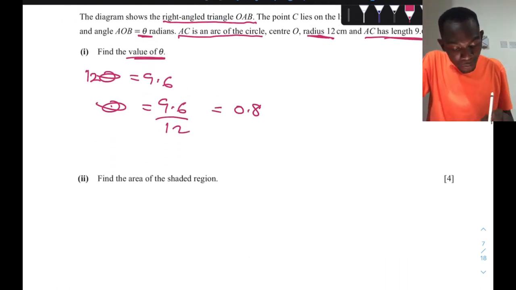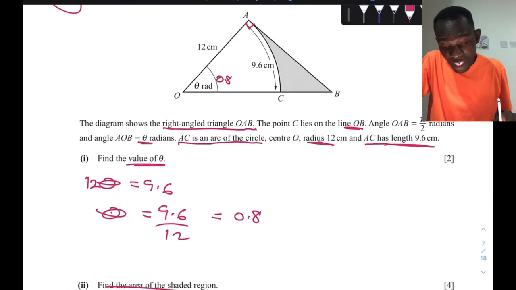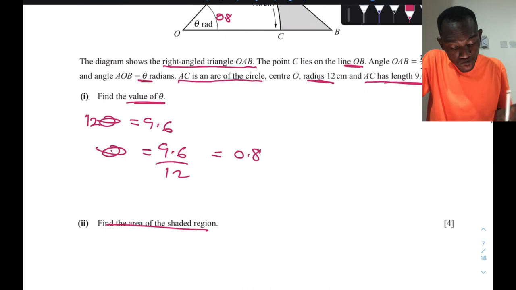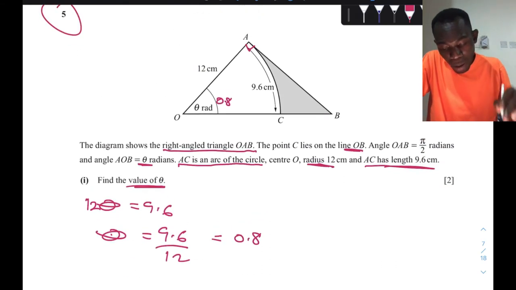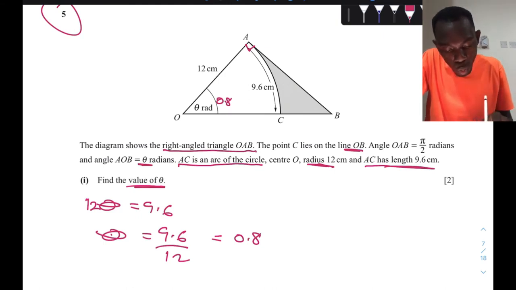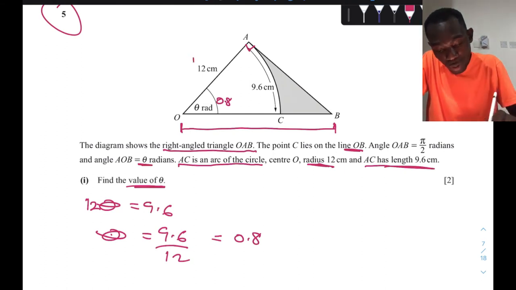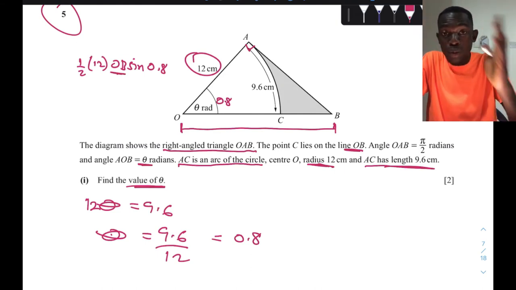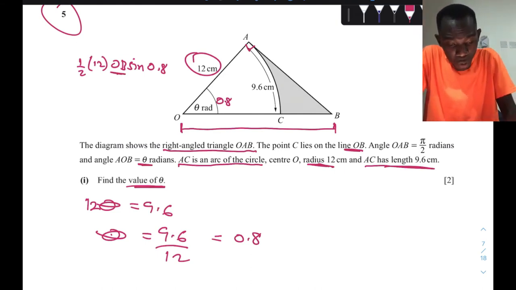Great. Find the area of the shaded region. Well, area of the shaded region is area of the triangle minus area of the sector. You are done, okay? So let's start with area of the triangle. But I think there will be a problem because we don't know OB. We need that. Because we know this, so we can do half times 12 times OB times sine 0.8. So the only problem here is OB. That is what we need to find.